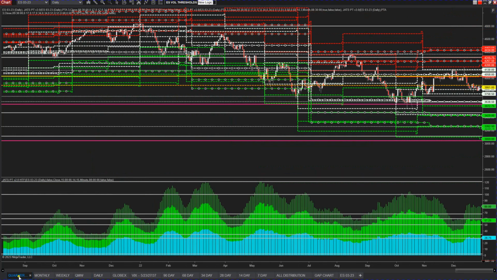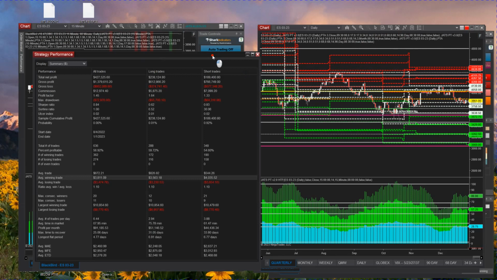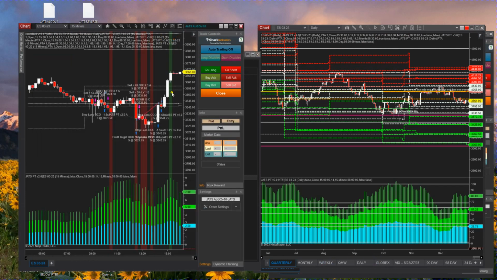So happy new year. I'll give you guys the logic that I'm using. It's just, like I said, a very simple momentum and VWAP strategy, and the trick, of course, is just waiting for your standard deviation lines to break.